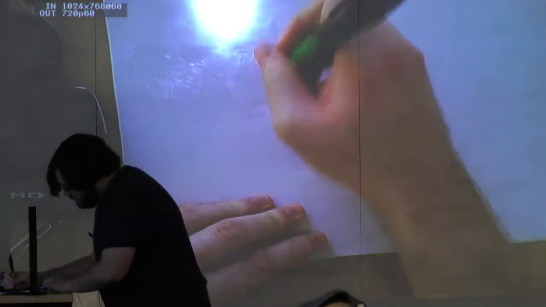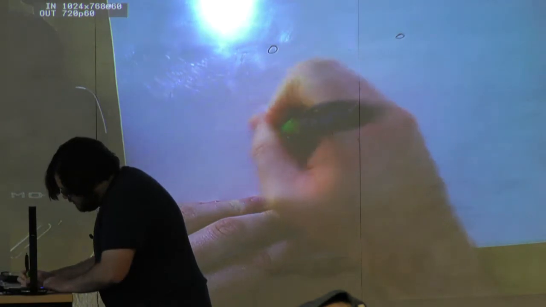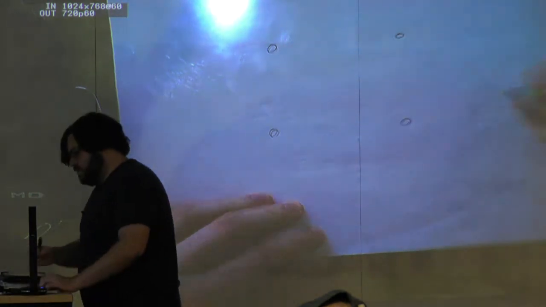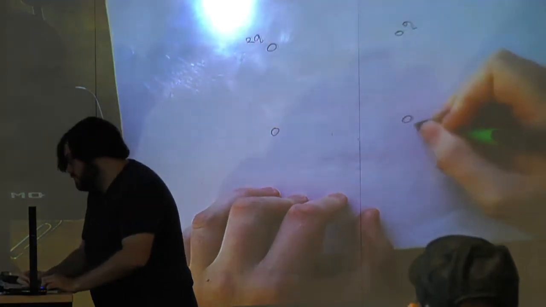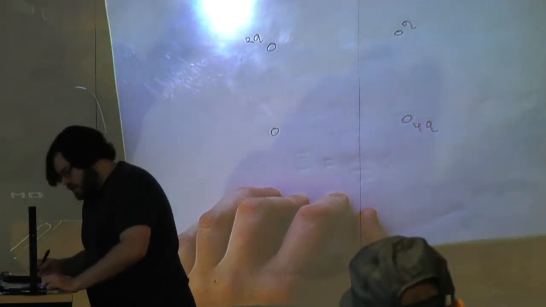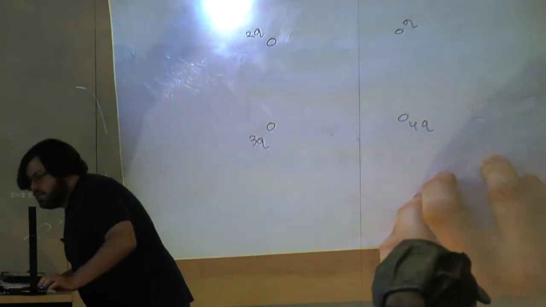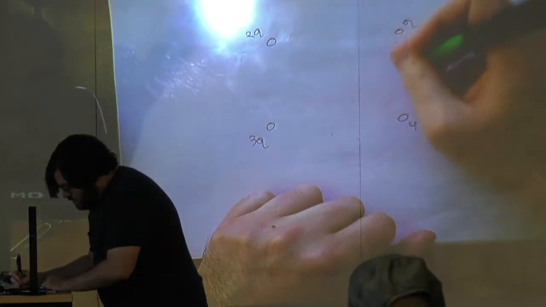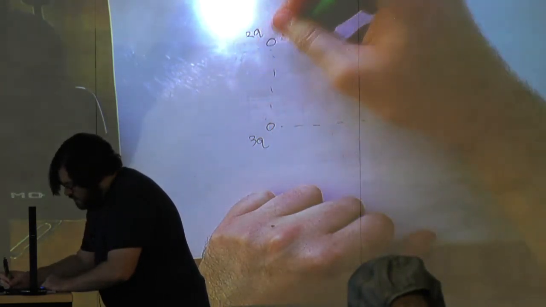All right, so we have 4 charges. Their values are Q, 2Q, 4Q, and 3Q. And we have a distance, D, on all sides.